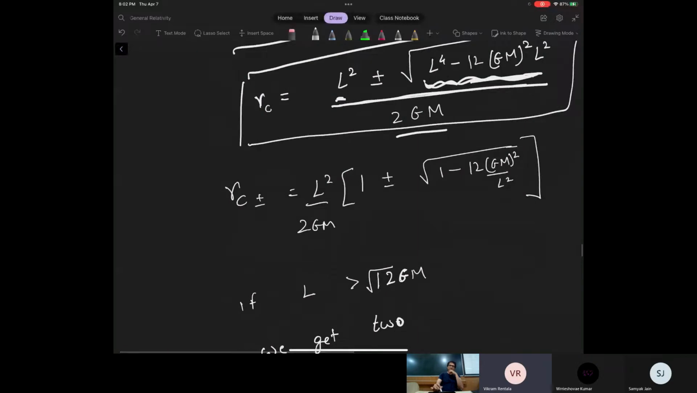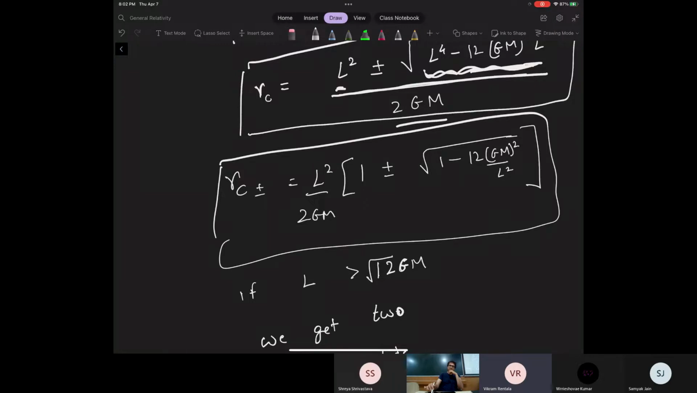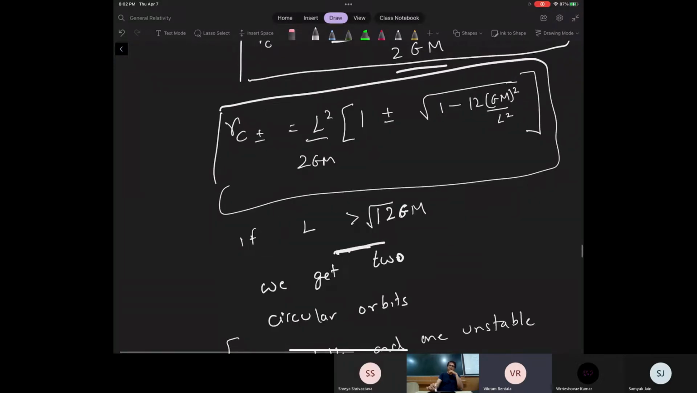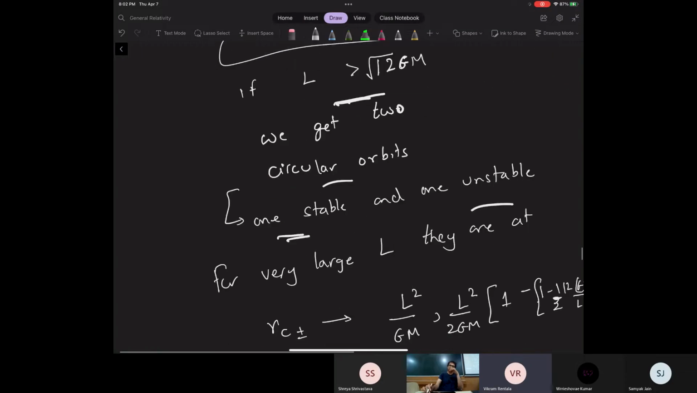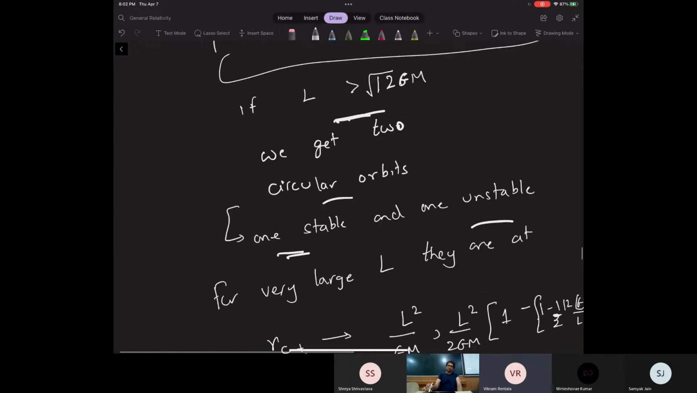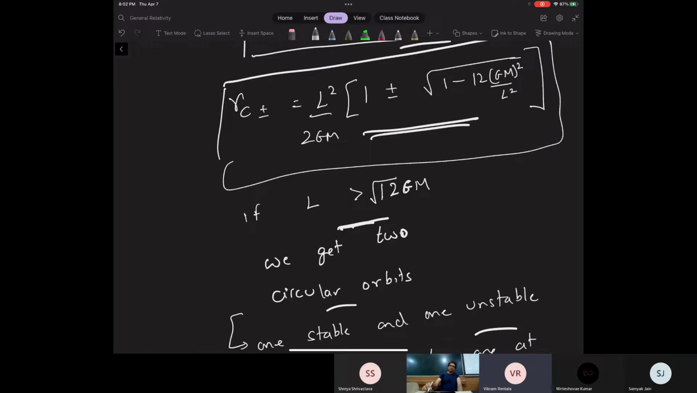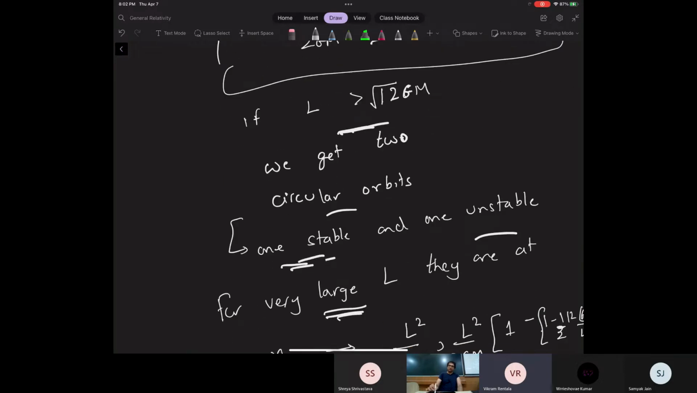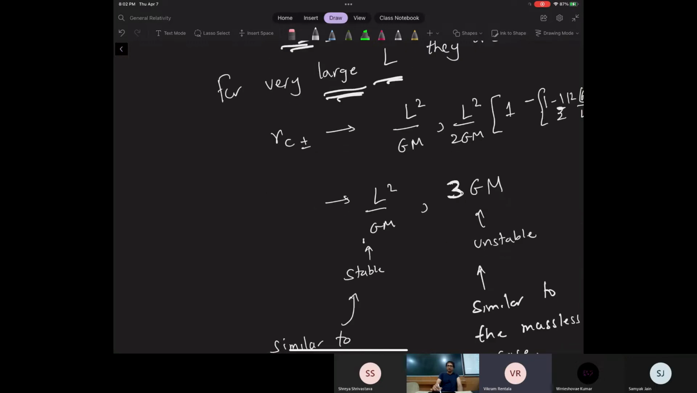So R_C, if you simplify this, you'll get something like this. And if L is greater than or equal to root 12 GM, you get two circular orbits. One is stable and one is unstable. You can work out where the stable and the unstable orbit are. For very large L, you can show that the stable orbit moves to L square by GM, and the unstable orbit moves to 3 GM.